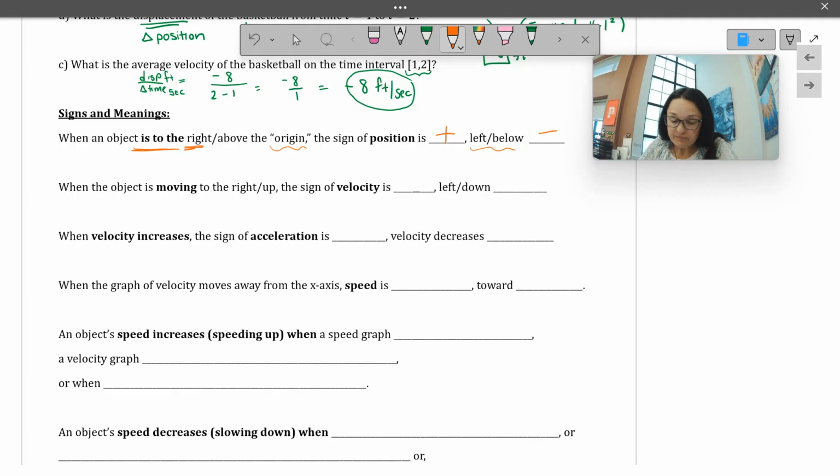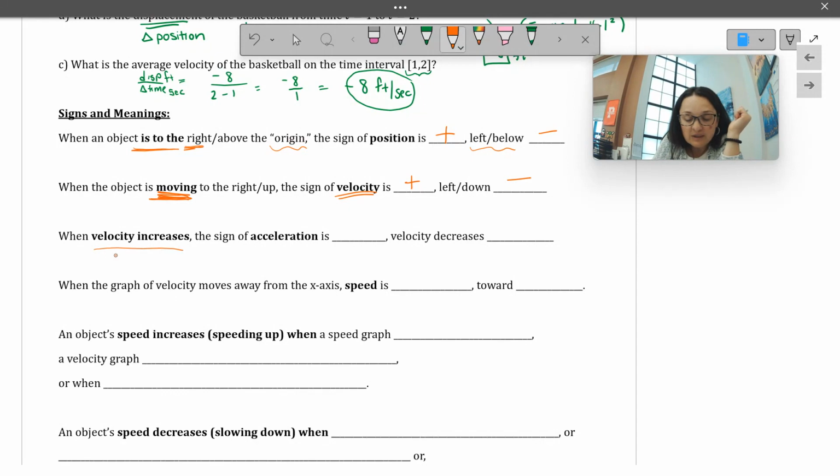Okay? When an object is moving left and right, the movement assigns a sign to velocity. So if we are moving to the right, we have positive velocity. If we are moving to the left, we have negative velocity. Okay? Same with if I'm moving up, positive, moving down, negative velocity.